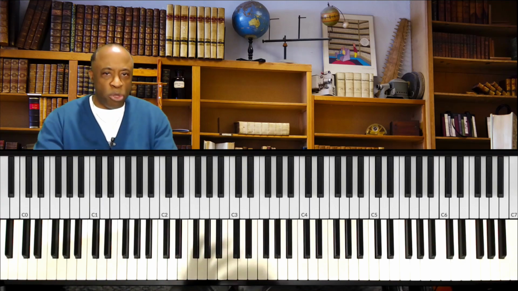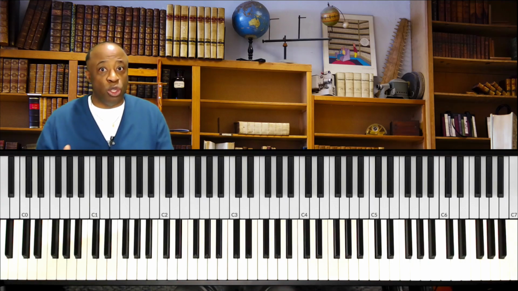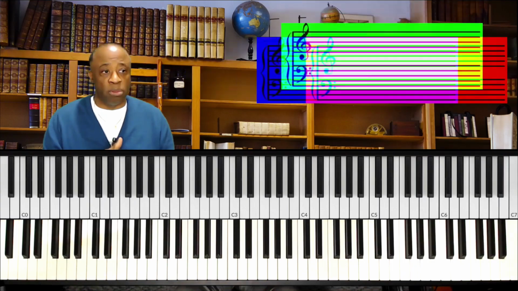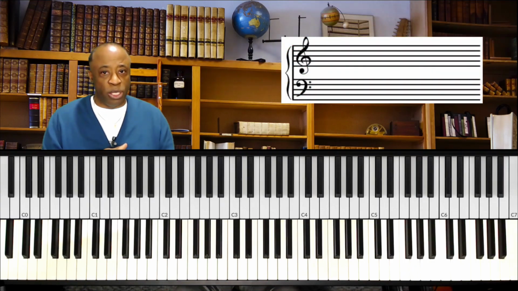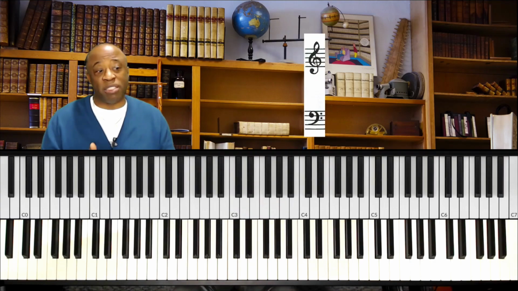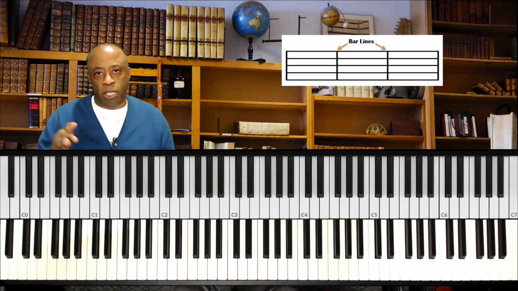So to play music, we need to know the symbols. In music, we use symbols. We use notes, we use staffs, and we use clefs, treble clef and bass clef. And we also use bars, measure bars.